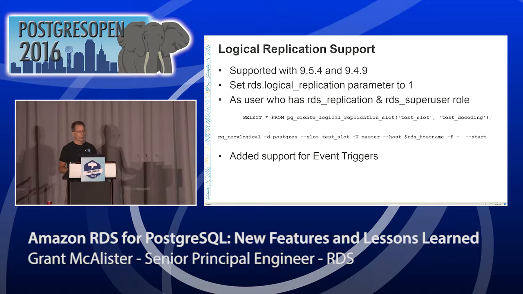Now, one of the ways to pull that data is to use pg_recvlogical, and here I've got an example where I said, okay, connect to the Postgres database, use the slot name I gave in the example, and here's the RDS host name to use, and start it up. And that'll just start streaming the changes back to you that you can use however you want. And we also added support for event triggers as part of this change.